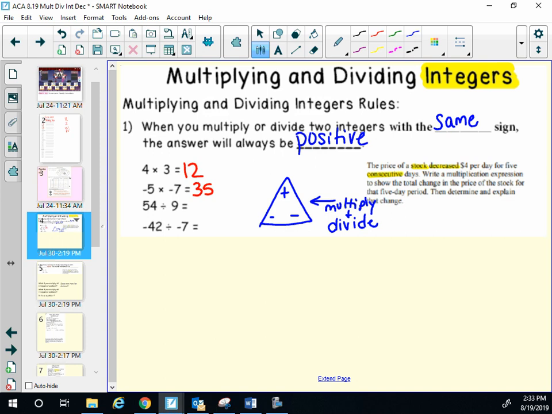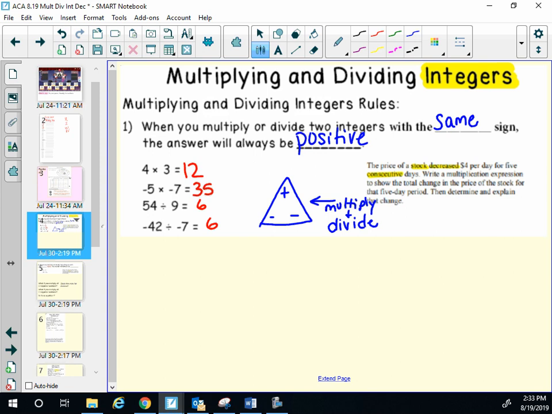54 divided by 9. 6. The next one, we have a -42 divided by a -7. Yes, sir? It's just a positive 6. We have a negative divided by a negative, and it's a positive 6.